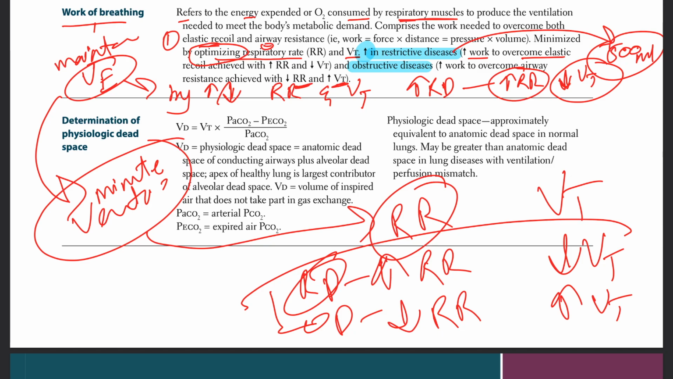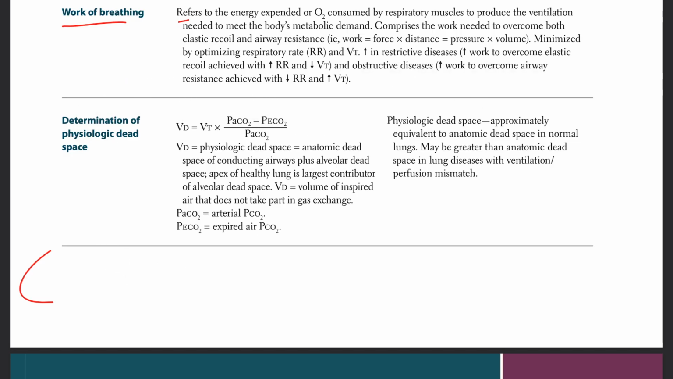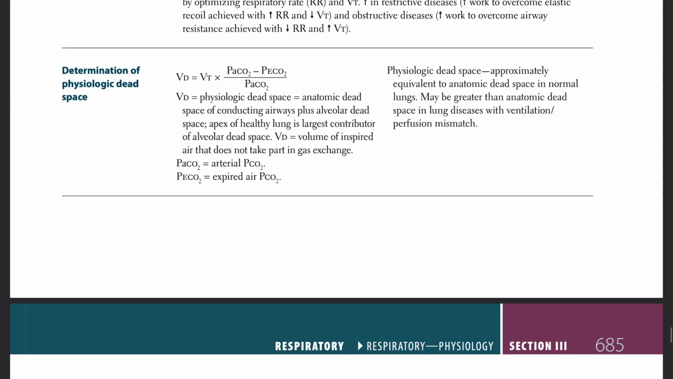But overall, what are they trying to do to maintain VE? What is VE? It is your minute ventilation. So let's talk about minute ventilation and high yield. And this is all because this is very much physiology, right? Normal physiology. And BME loves normal physiology. Okay, so let's look at VE now.